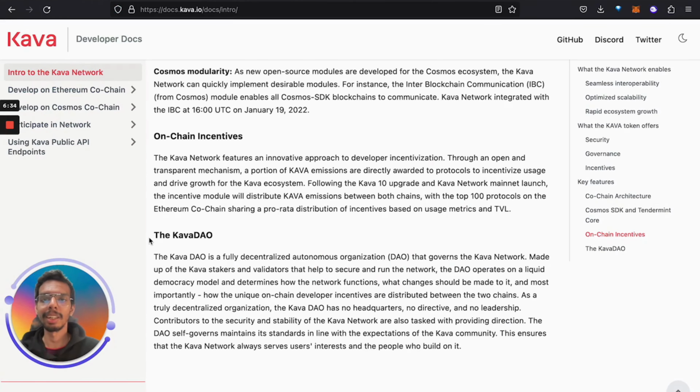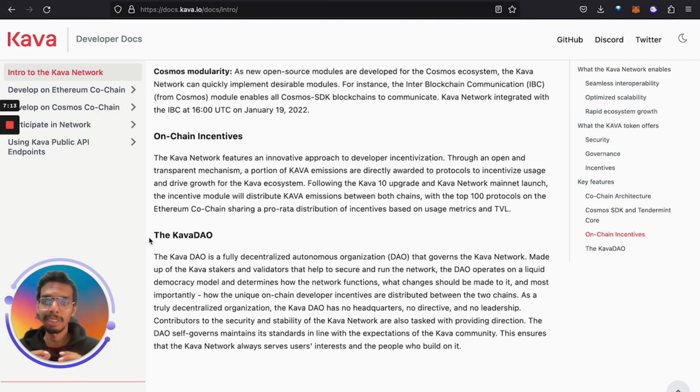So on-chain incentives, what basically it means is that a portion of the Kava emission, so every block has Kava emissions, and a portion of that emission goes towards incentivizing developers who are trying to take the Kava ecosystem forward. And this is done on chain, right? So what does this mean? There might be a question that arises: okay, who governs this now? So there's this body called Kava DAO. It's a fully decentralized autonomous organization that governs the whole Kava network.